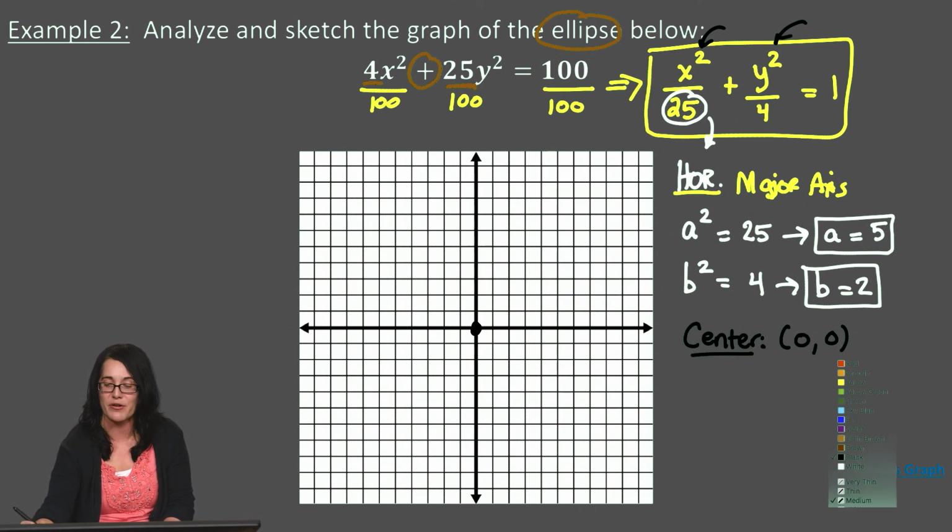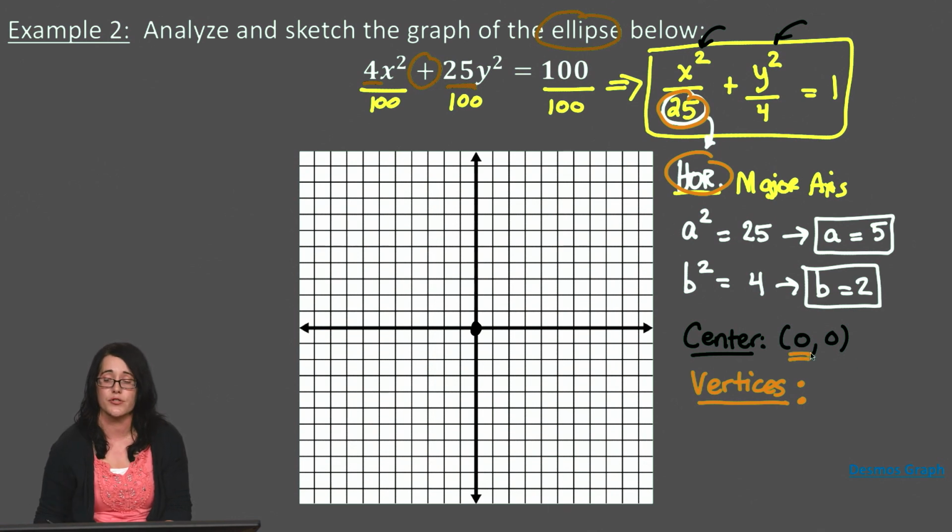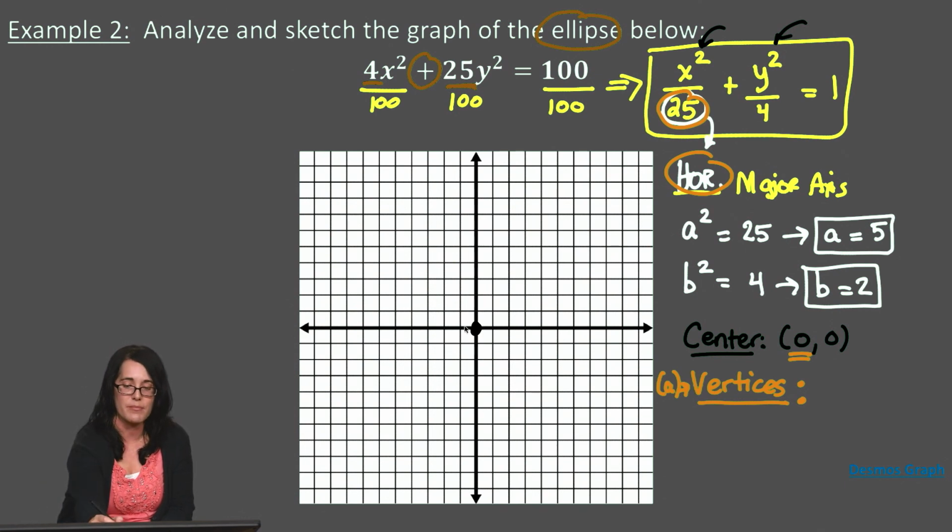Now if I wanted to go to my vertices, which are on the major axis, would I go left and right from the center, or would I go up and down this time? Well, because the bigger number was under the x, I have a horizontal major axis, so I go left and right from the center. Since the center had an x value of 0, I'll be adding and subtracting my a, so we use a to get to my vertices. I'll be adding and subtracting 5 to 0, which would mean I'd be over here to the left 5 units.